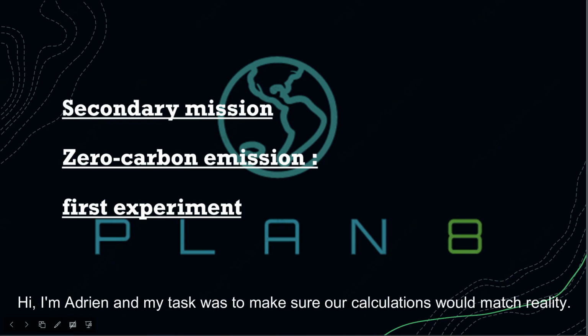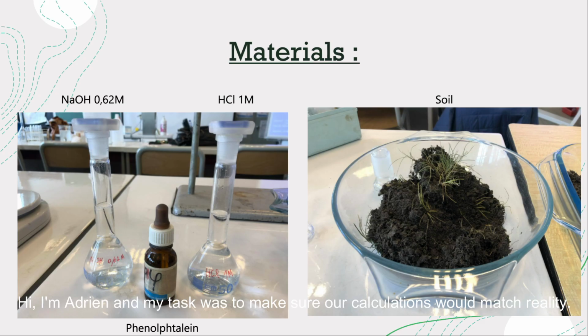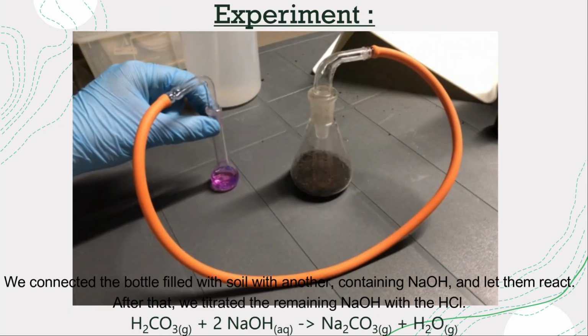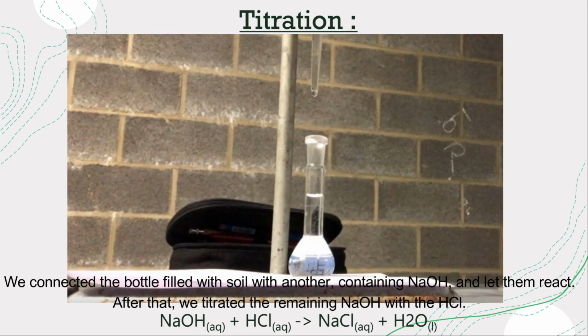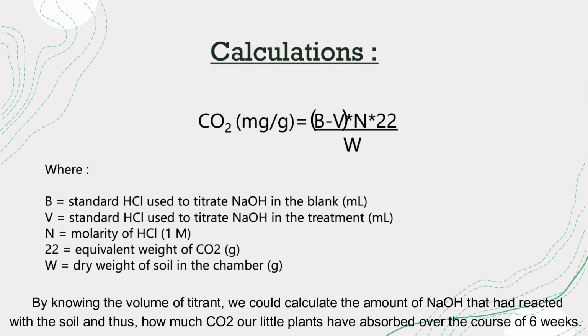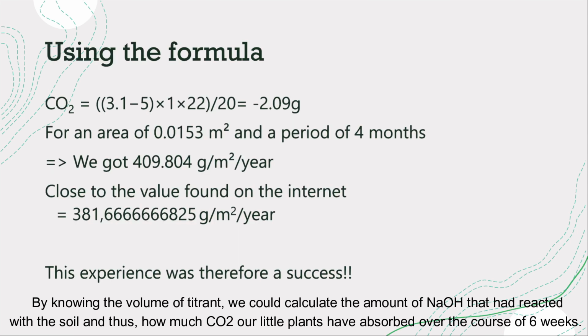Hi, I'm Adrien, and my task was to make sure our calculations would match reality. For the first experiment, we needed a bit of soil and a few milliliters of chlorhydric acid and sodium hydroxide. Once we had them all, it went as follows. We connected the bottle filled with soil with another containing sodium hydroxide and let them react. After that, we titrated the remaining NaOH with the HCl. By knowing the volume of titrant, we could calculate the amount of sodium hydroxide that had reacted with the soil, and thus how much CO2 our little plants have absorbed over the course of 6 weeks.